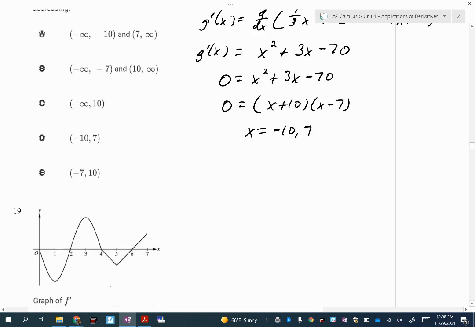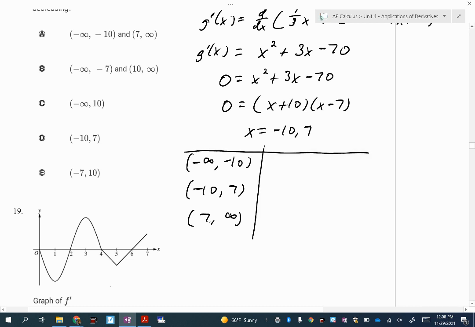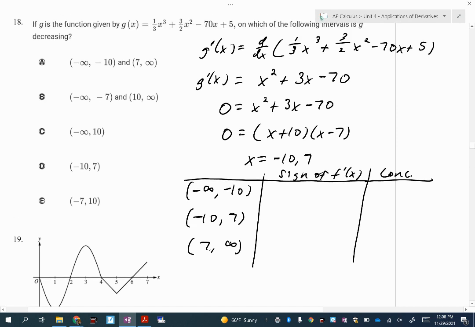So what we did in our notes was we divided up our domain of -infinity to infinity into -infinity to -10, -10 to 7, and then 7 to infinity. Made a quick little table. I don't really need to make a full-on table, but I'm going to do the sign of f prime of x here, and that will be my conclusion on if the original function is increasing or decreasing.